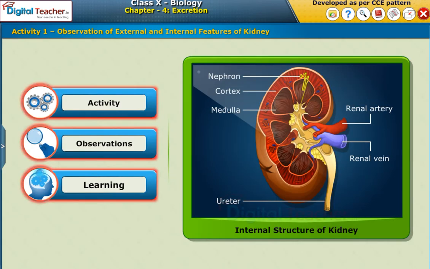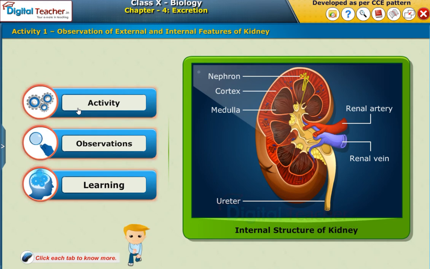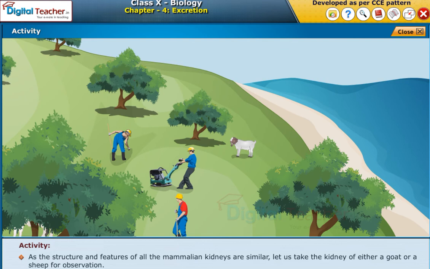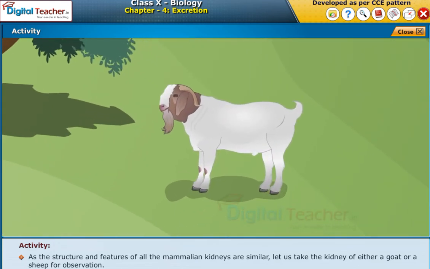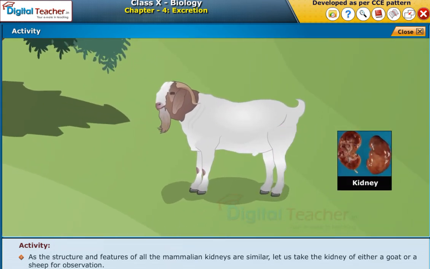Here, let us perform an activity to observe the external and internal features of a kidney. Click each tab to know more. As the structure and features of all the mammalian kidneys are similar, let us take the kidney of either a goat or a sheep for observation.